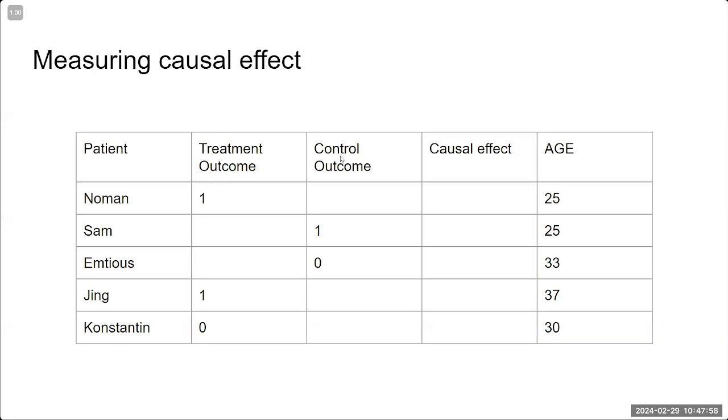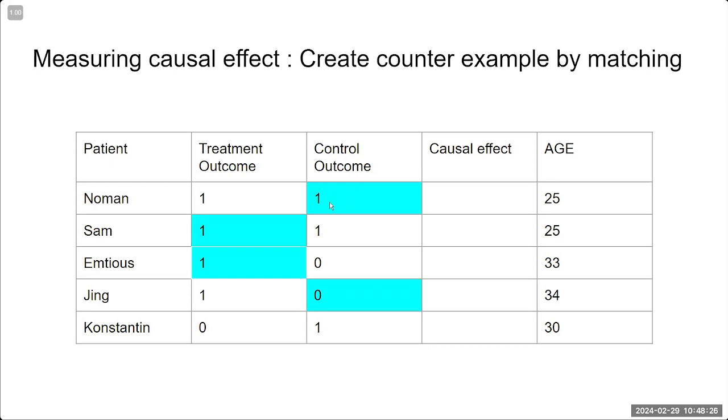So for finding the causal effect, we have to find the counter examples for each of the observations. So for example, here we can see that Noman is in the treatment group, and after giving the vaccine, he is treated. But what would happen if he was in the control group? If he was in the control group, would he be treated? So we have to find the counter examples for each of the observations. So how can we do that?